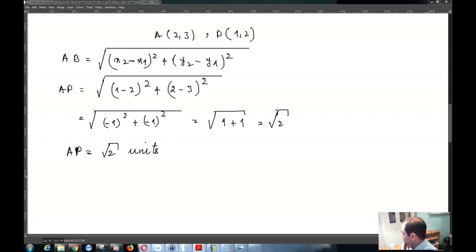Now question number 18. Question number 18 is: if P is the length of the perpendicular from the origin to the line whose intercepts on the axes are A and B, then show that 1 over P squared is equal to 1 over A squared plus 1 over B squared.